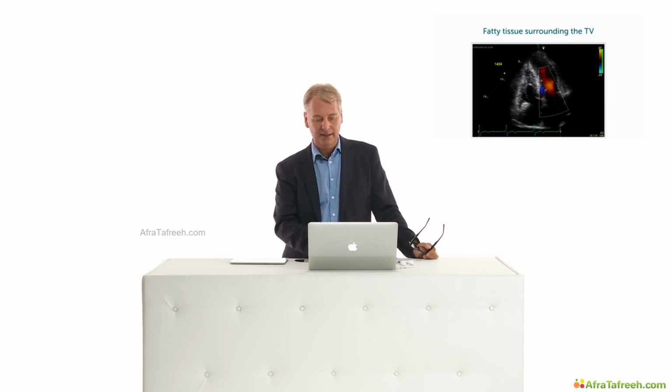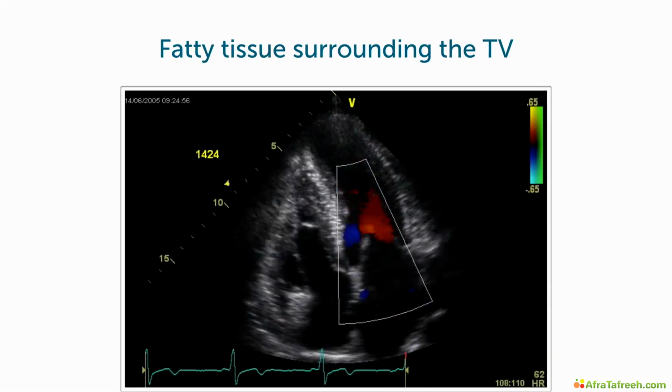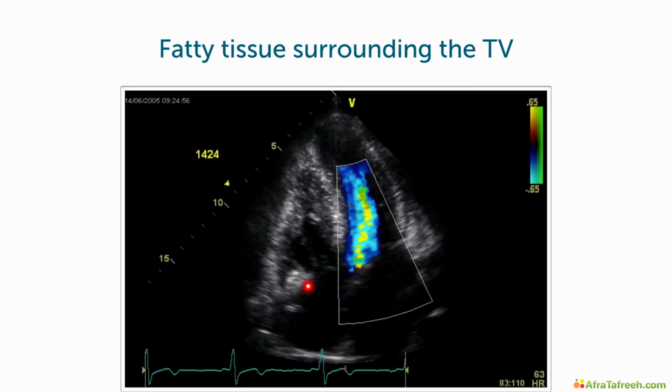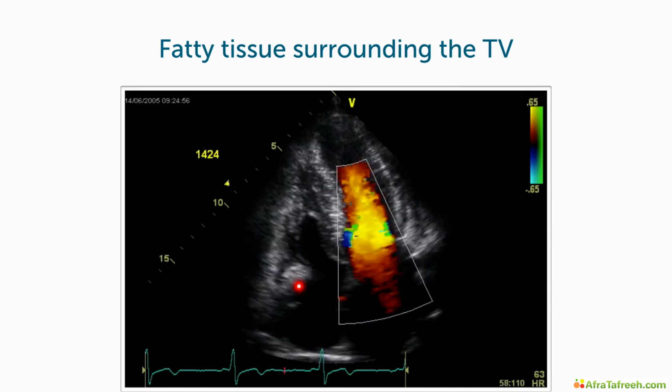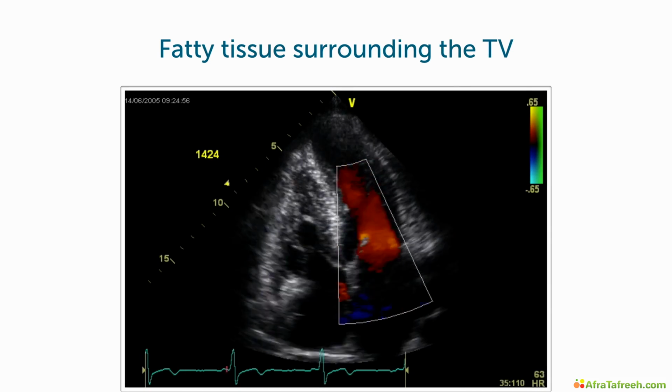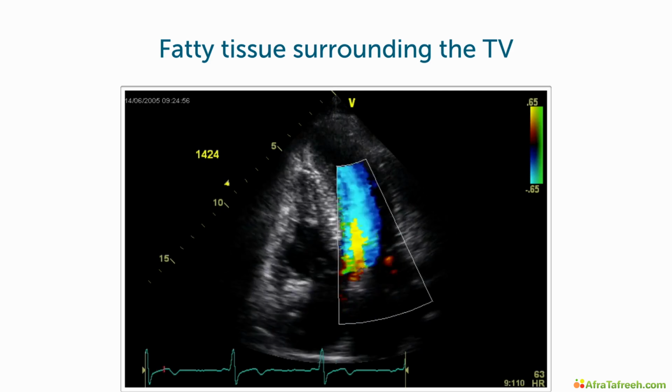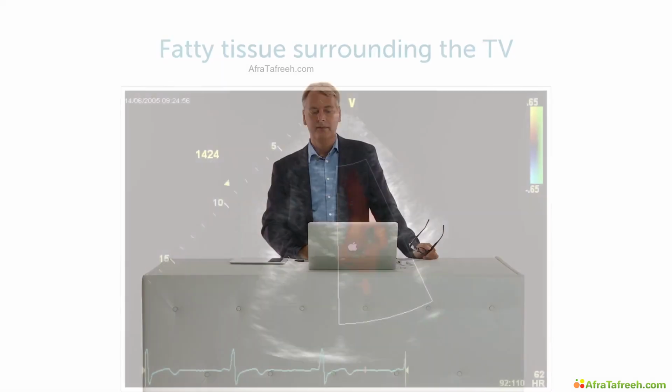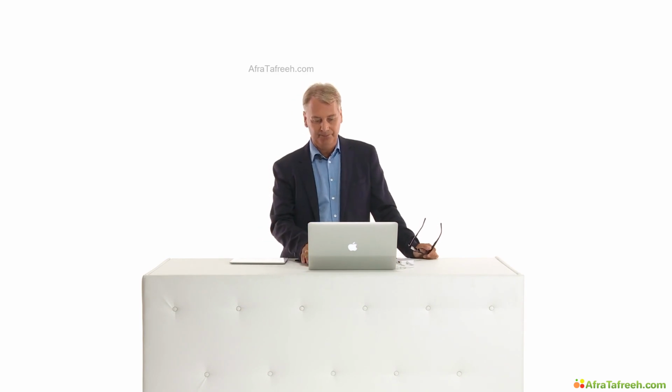An example again, here's a patient with such a very prominent tricuspid valve annulus, and we've seen many patients come with a diagnosis of a tumor, but it was just a prominent tricuspid valve annulus. Good, so now let's take a look at the other atrium, the left atrium.